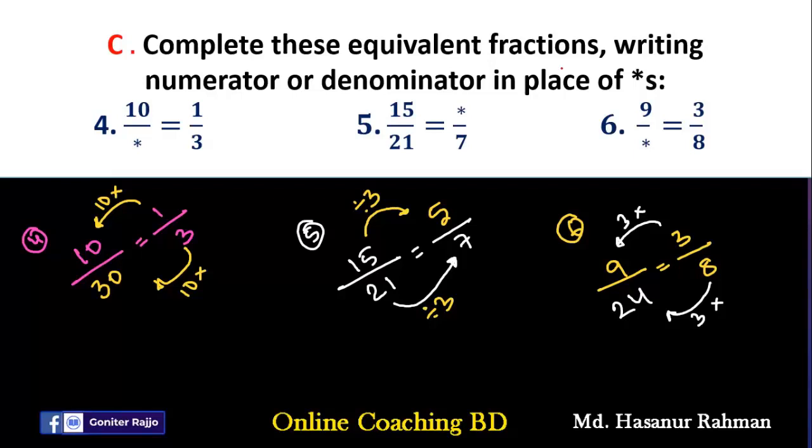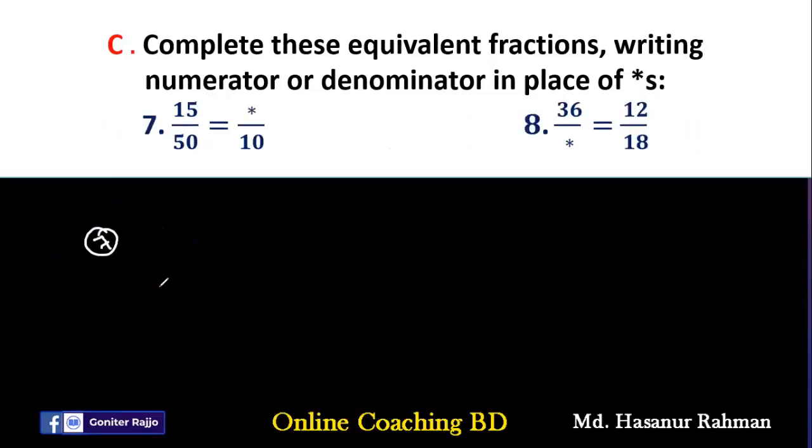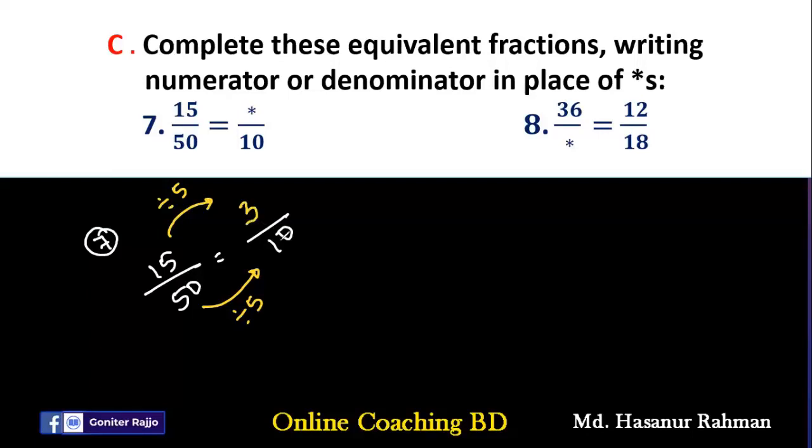Very simple. Now number 7. Number 7 says 15 divided by 50 equal to star divided by 10. That means we have to find out this numerator right now. How can you find out? Look, 50 to 10. That means we have to divide 50 by 5. 50 divided by 5, it will be 10. That means 15 divided by 5, it will be 3. So missing number of number 7 will be 3.